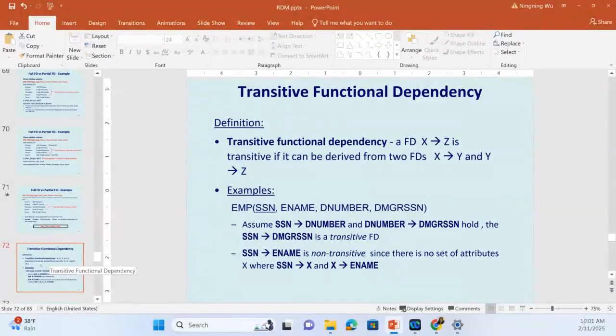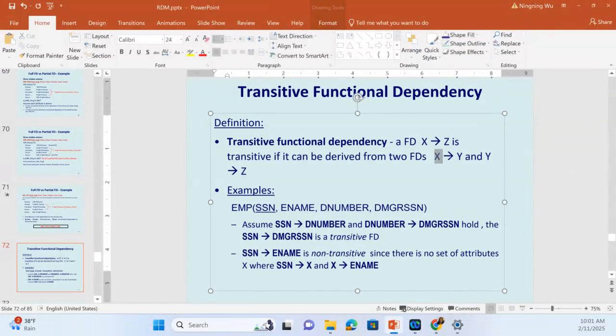Now let's discuss the transitive functional dependency. A functional dependency X determines Z is transitive if it can be derived from two separate functional dependencies: X determines Y and Y determines Z. So what does transitive functional dependency mean? It actually defines an indirect relationship or dependency between two sets of attributes. So in this example, X determines Z is actually derived from X determines Y and Y determines Z.